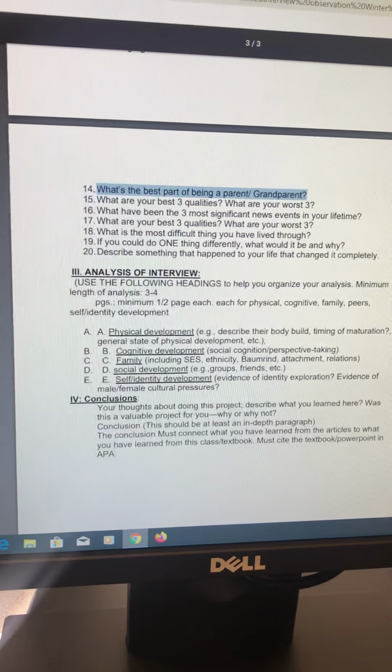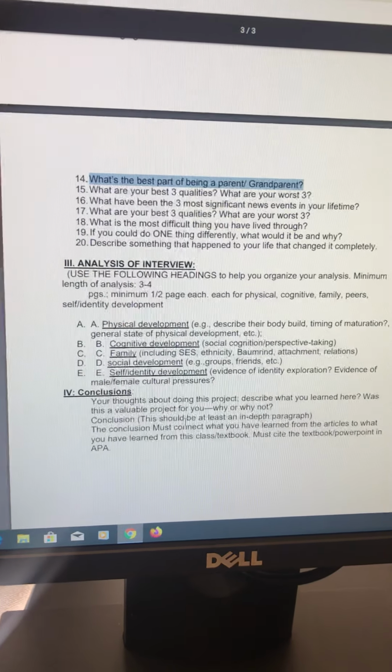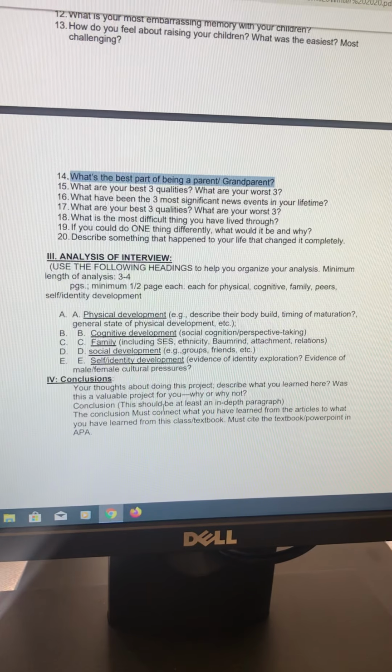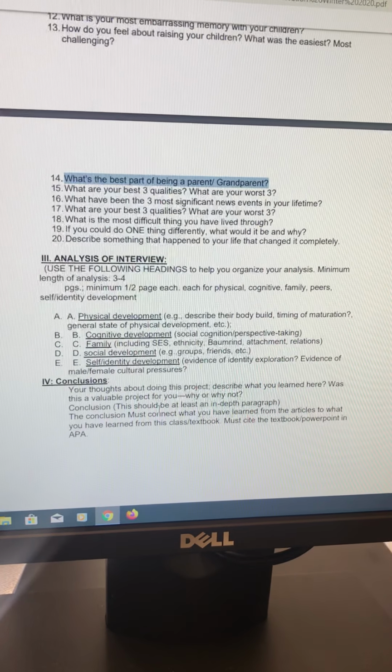And then you're going to have a conclusion, and we went over the formatting, so I'm not going to go over that. But that's basically how you would do the adult or the later adult, because the later adult has the same questions too. So hopefully that helps.